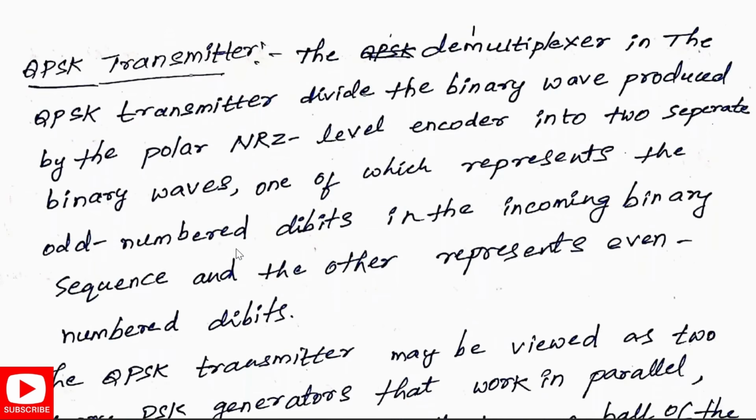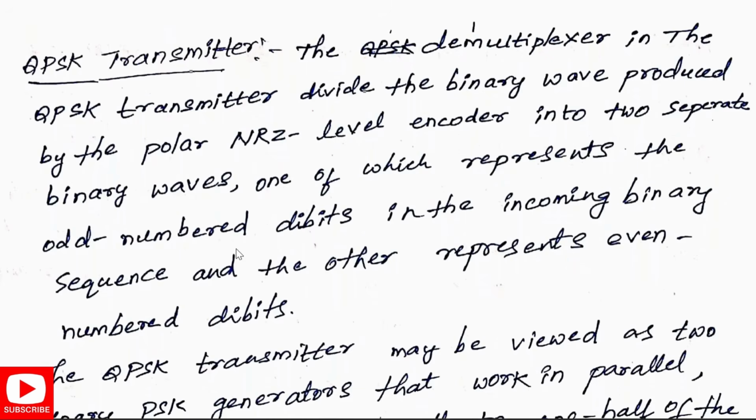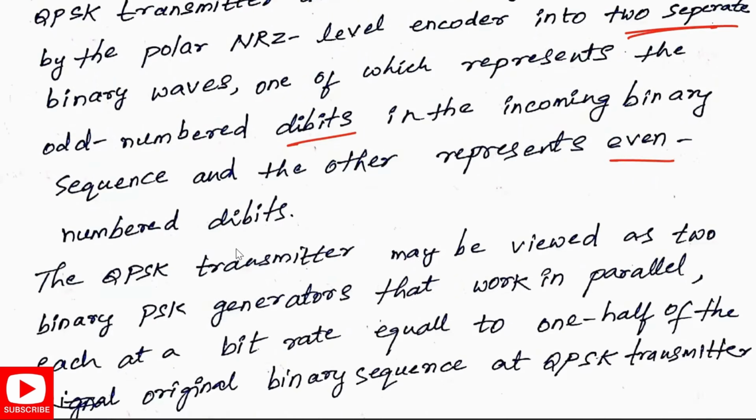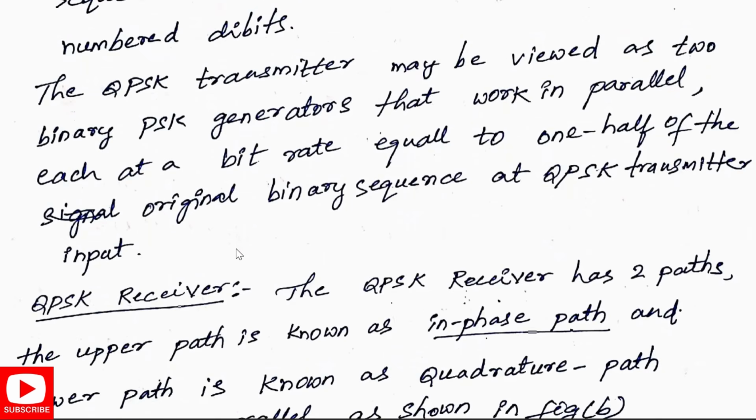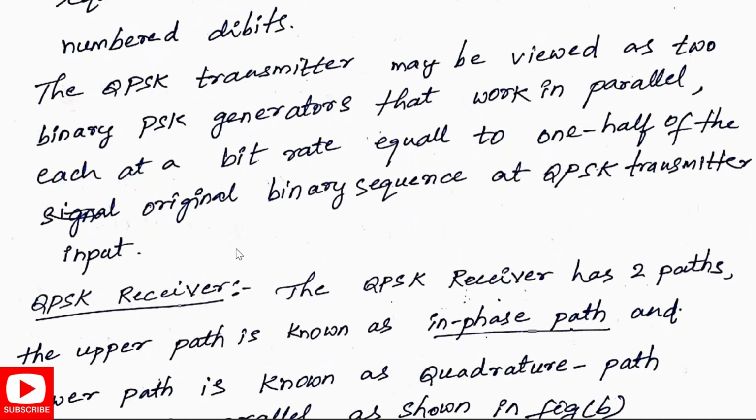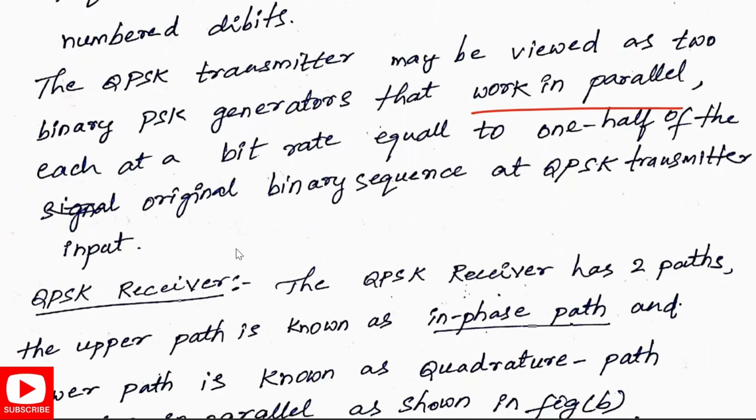So in the transmitter, as I said, we have a demultiplexer. Here the QPSK transmitter divides the binary wave provided by the NRZ level encoder into two separate waveforms, one which represents the odd numbered bits in the incoming binary sequence, and the other represents the even. It may be viewed as two binary PSK generators that work in parallel. You can note this down. It works in parallel, each at a bit rate equal to 1/2 of the original binary sequence at the input.